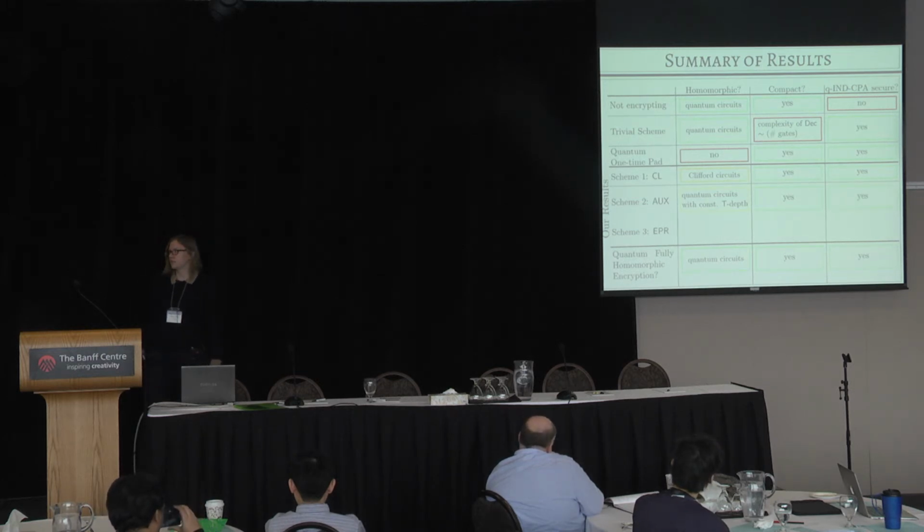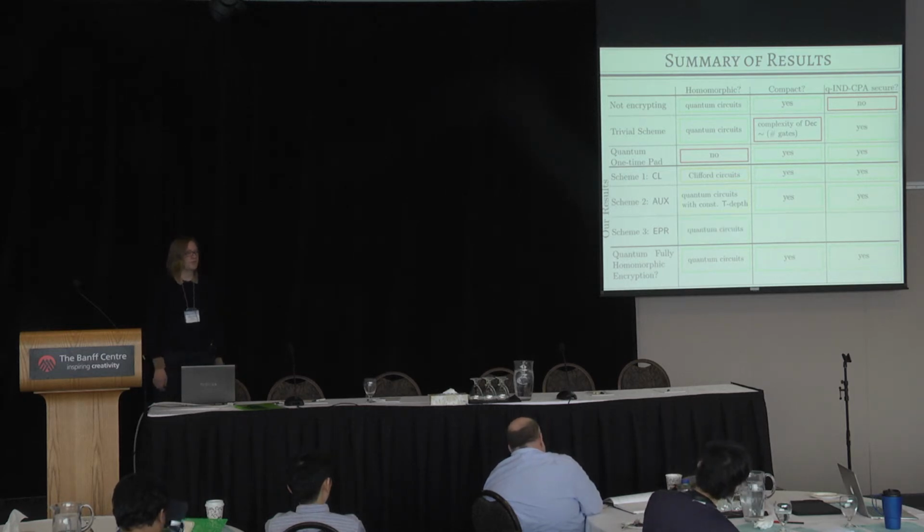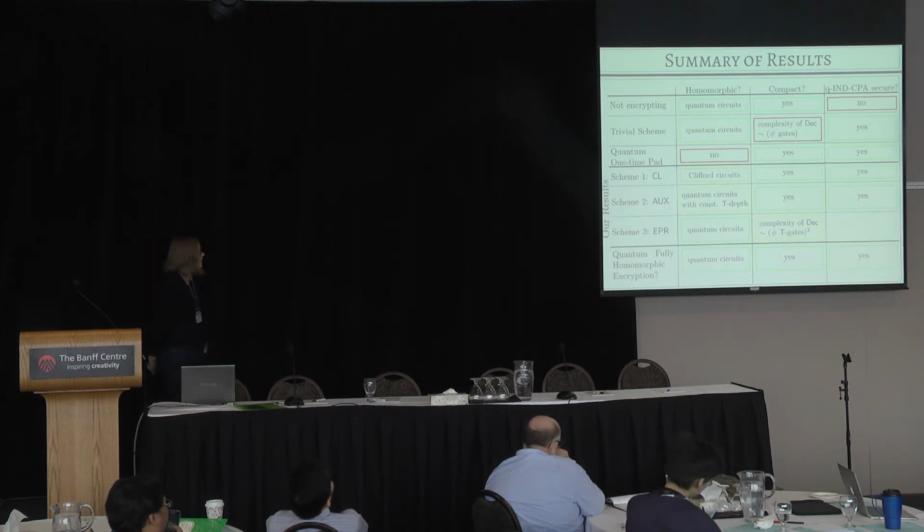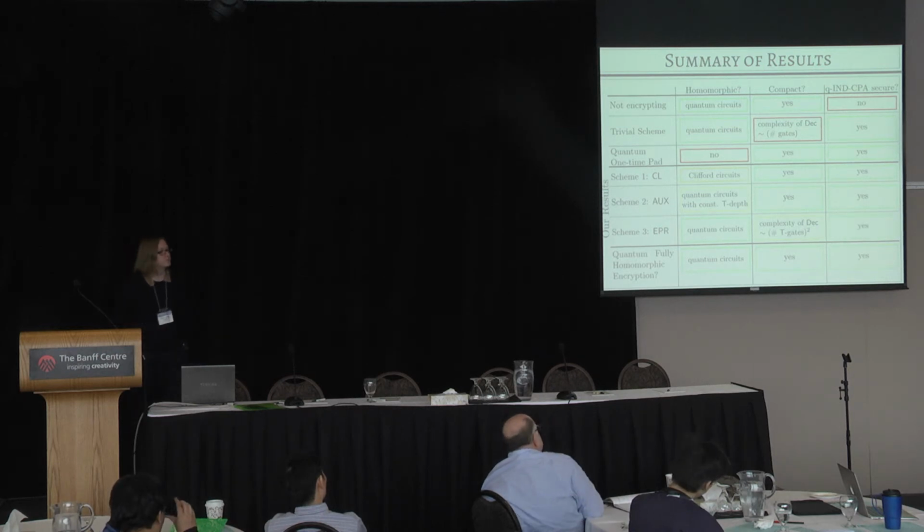And then our third scheme builds on our first scheme in a different direction. So it's homomorphic for all quantum circuits, but it's not compact. So the complexity of decryption scales like the number of T gates squared. So this is an improvement over the trivial scheme as long as there aren't too many T gates. In particular, this only depends on the number of T gates in the circuit. And this scheme is also QIND-CPA secure.